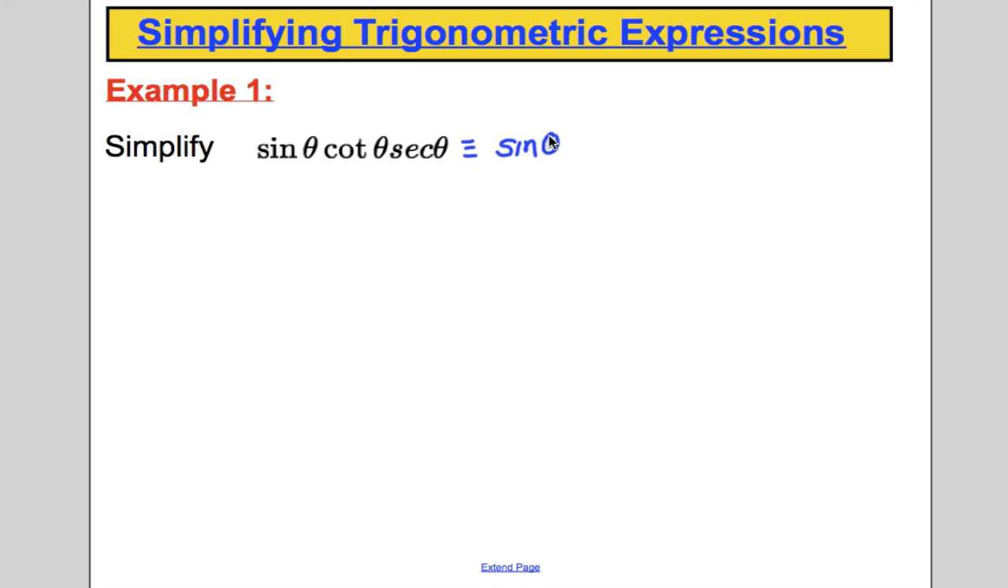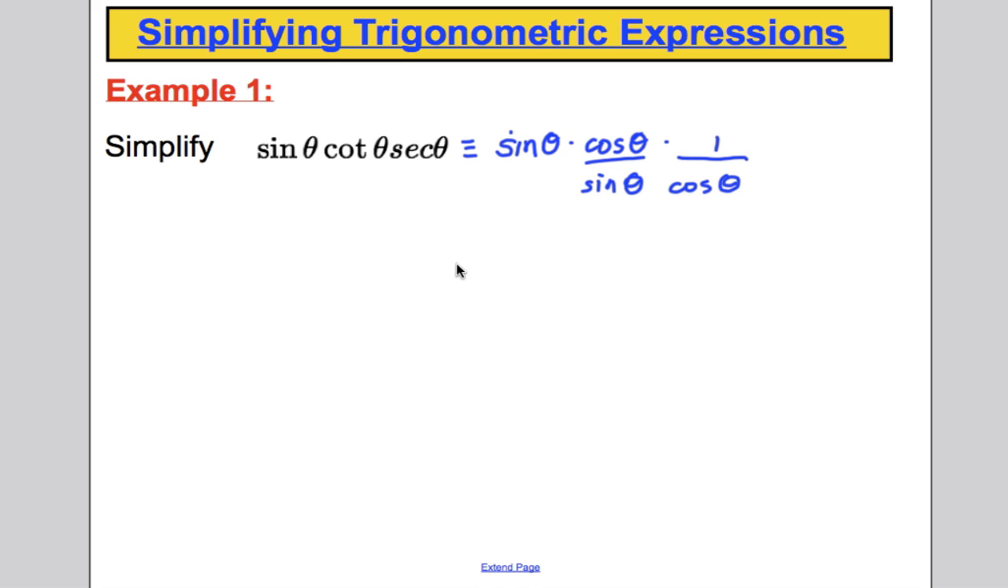Sine theta is just sine theta. There's nothing I could do with it. But cot theta, well, we've just worked out, I'm going to use a dot to mean times. Cot theta is cos theta over sine theta. And sec theta is 1 over cos theta. So I'm going to put a dot there again to remind me that I'm timesing 1 over cos theta.